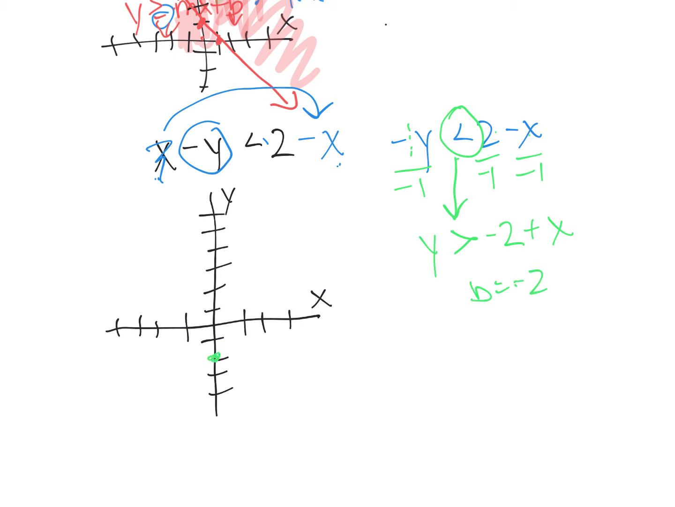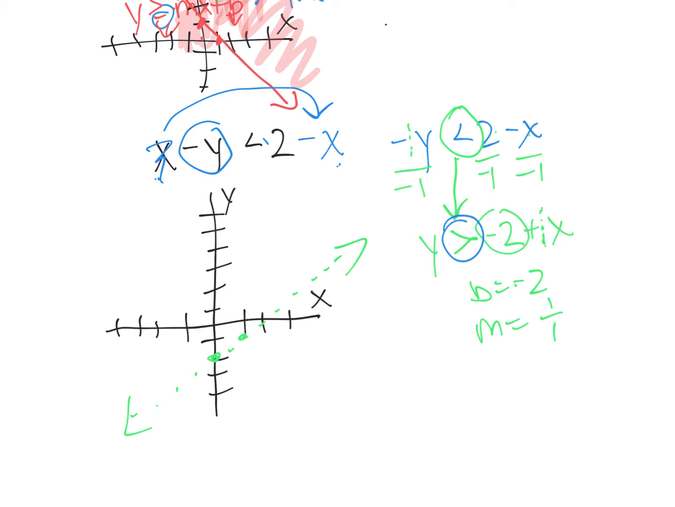Right? This is my b value that is isolated. There's no variable with it. M is the number that is in front of x that is multiplied. So this is a 1. So it goes up 1 over 1. And a double check, it is open. So I'm going to make a dashed or dotted line all the way across to make sure I have those arrows. Now I have to decide how to shade.